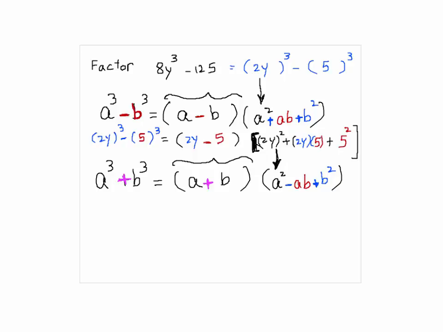Okay, so there we have it. This would be 2y minus 5 times 4y squared plus 10y plus 25. This is how you factor difference of cubed. Can I see a check mark next to your name if you all can follow that as well?